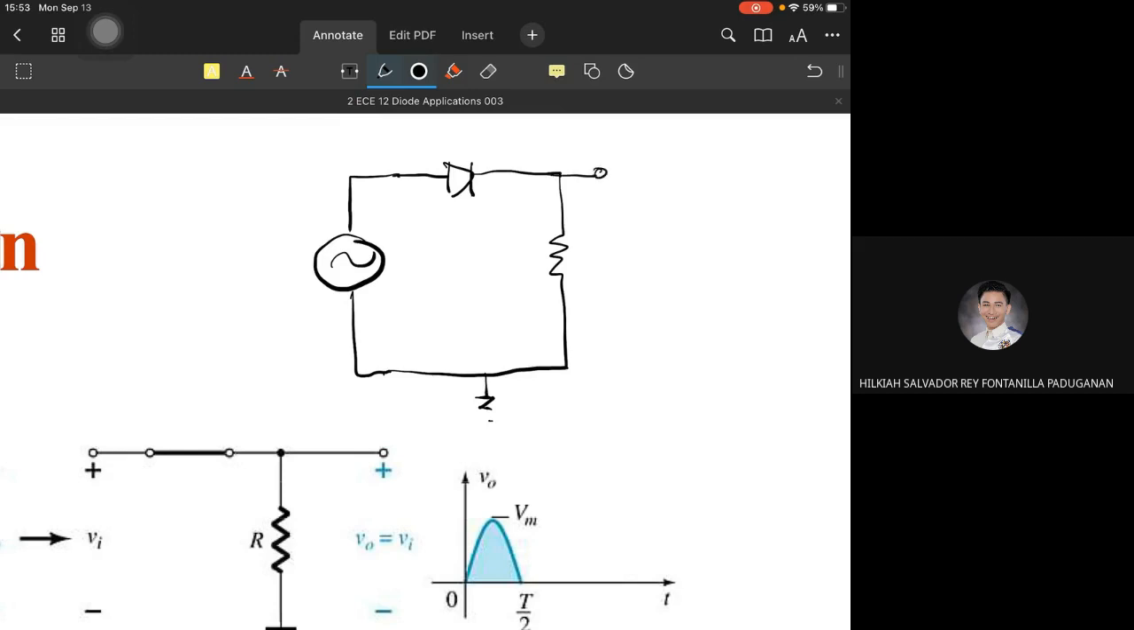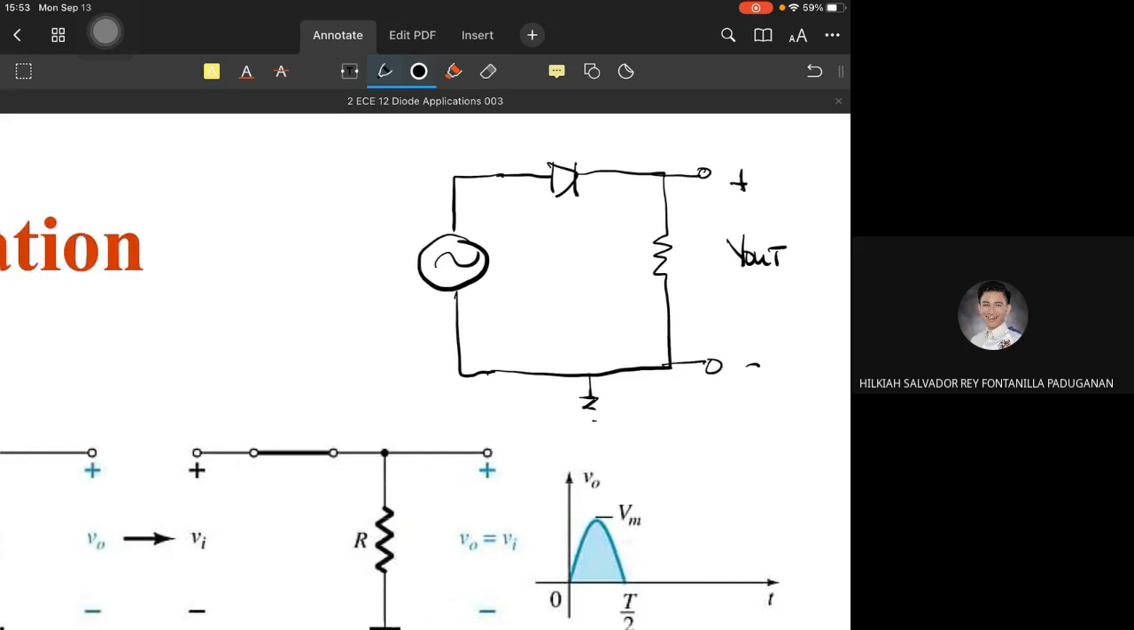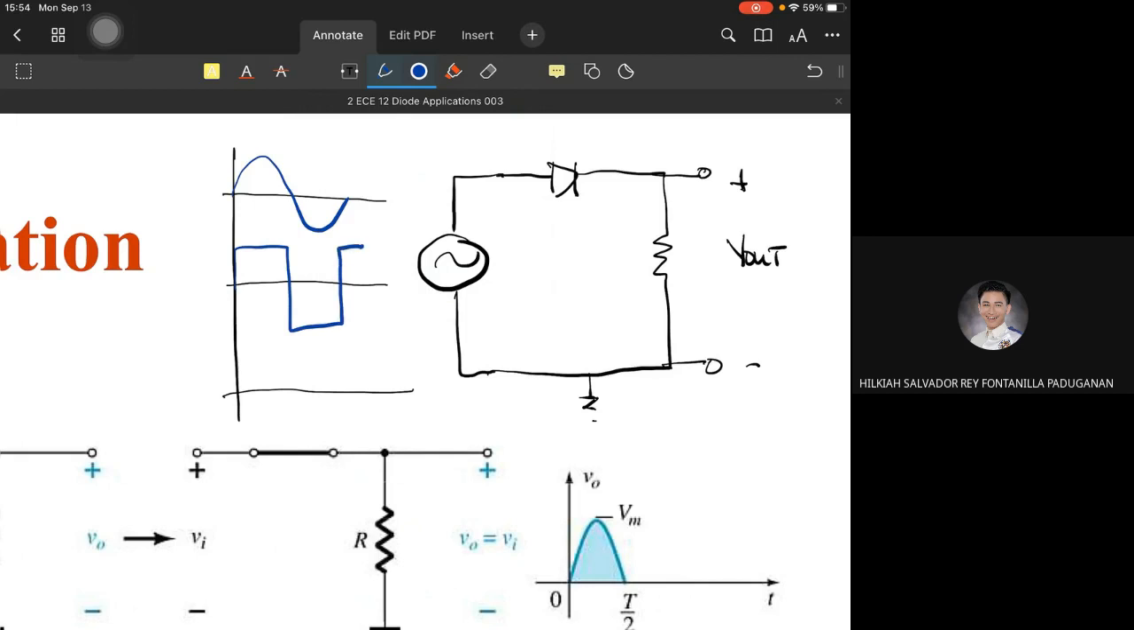Let's put a reference here. This one is our output, which is measured across the resistor. The difference here is that our AC signal could be in any of these forms. These are three common forms, and there may be more variations. It could be a sinusoidal wave, a square wave, or a triangular wave. Any of these could be the AC input signal.